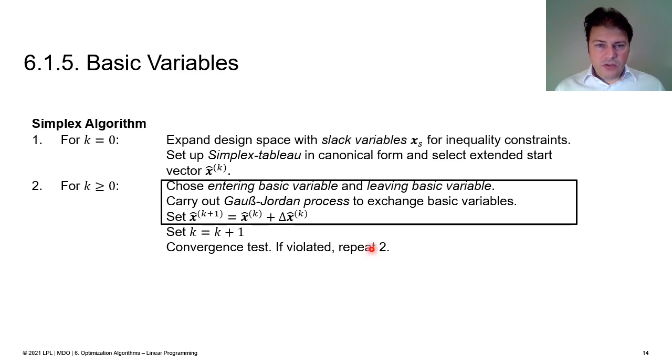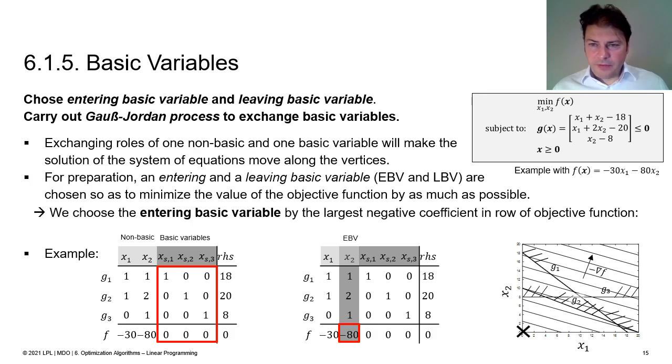So now you need to change basic variables, and you do that by first choosing a so-called entering basic variable and a leaving basic variable. Let's look at an example to see how this is done. This example here is one with 2 design variables and 3 inequality constraints. And this translates to this simplex tableau here.